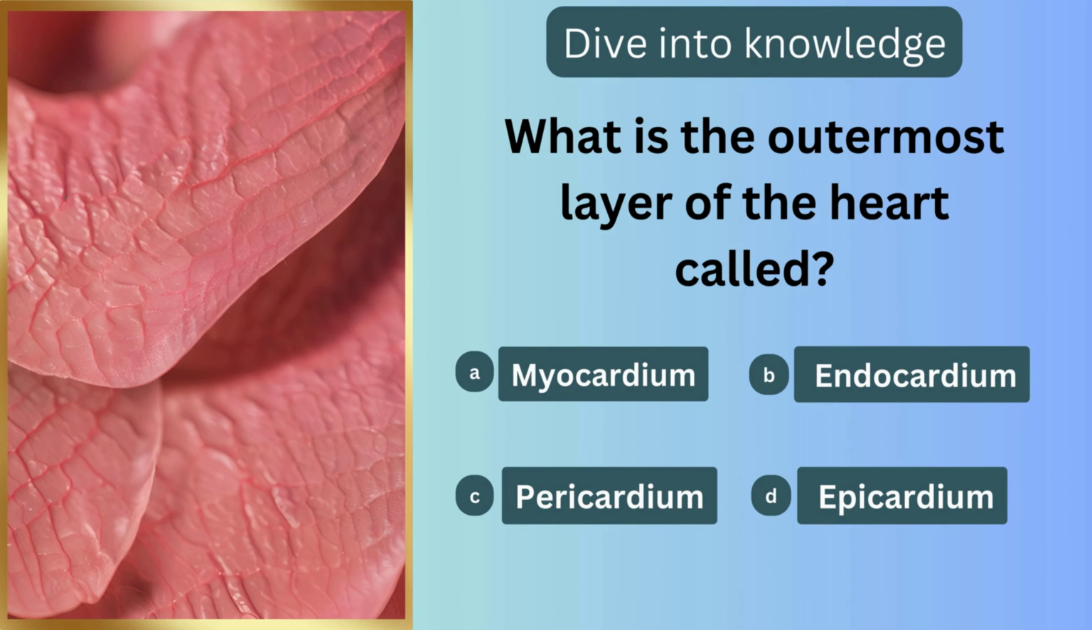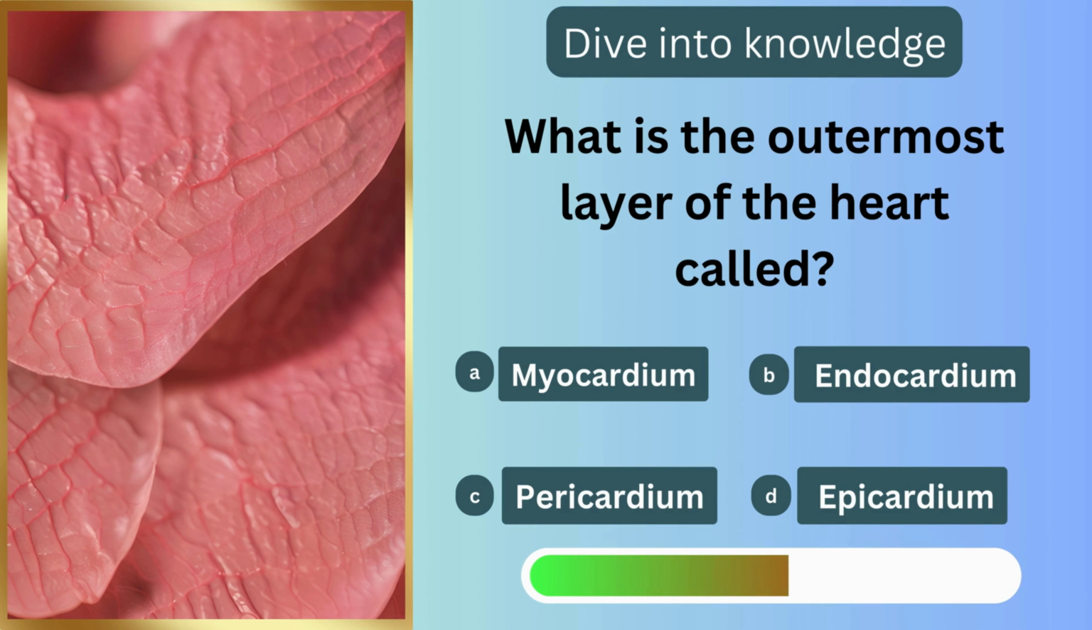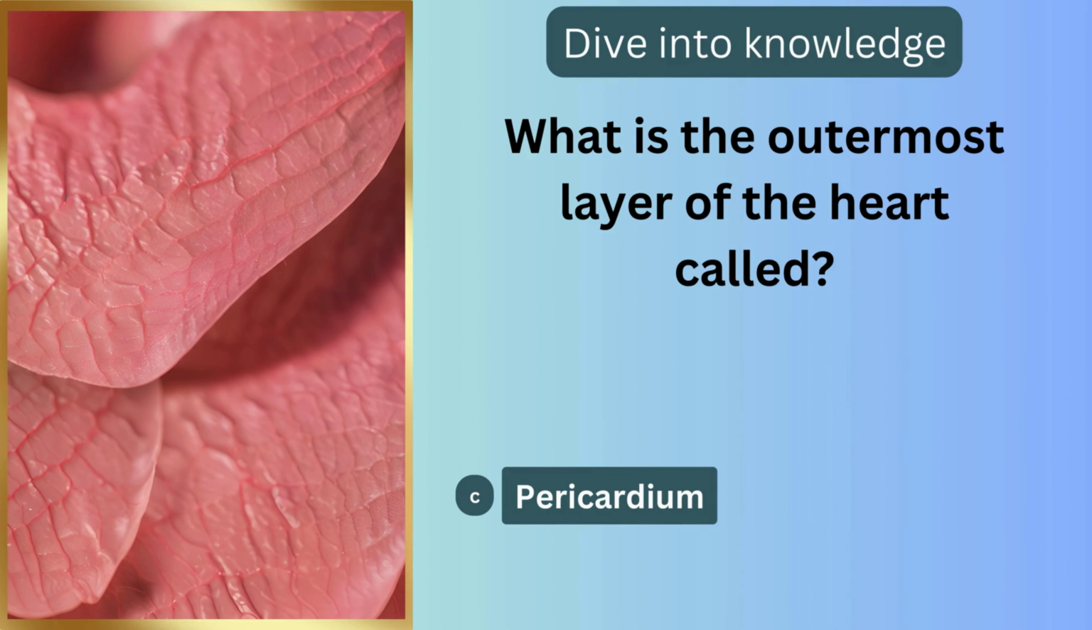Next question is, what is the outermost layer of the heart called? Let's take a look at the options. A. Myocardium. B. Endocardium. C. Pericardium. Or D. Epicardium. Time's up. The right answer is C. Pericardium.